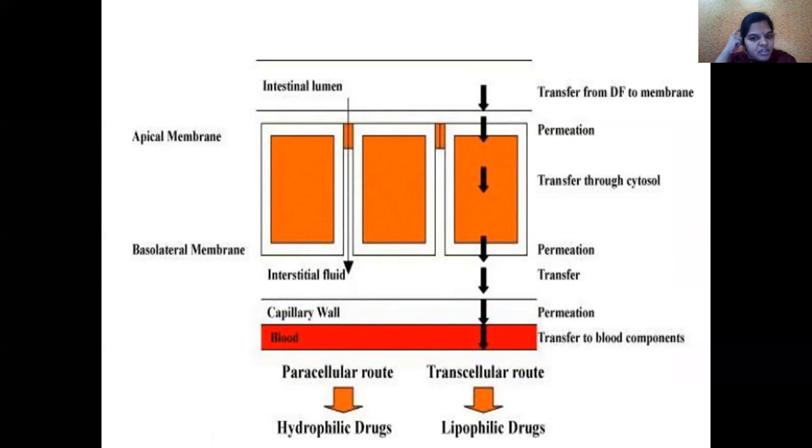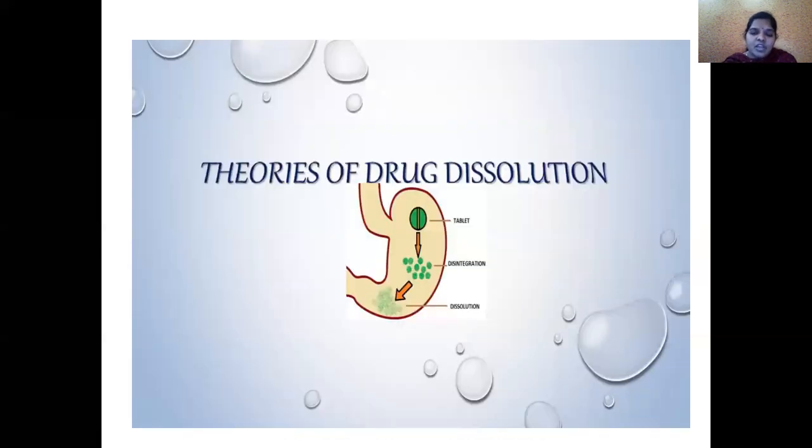So this graph clearly shows the mechanism of hydrophilic and hydrophobic drugs, how they enter into the plasma. And the major important thing from the exam point of view: the theories of drug dissolution should all come under the first point of physicochemical properties, that is under drug solubility. Theories of drug dissolution come under the drug solubility factor, which influences your GI absorption.